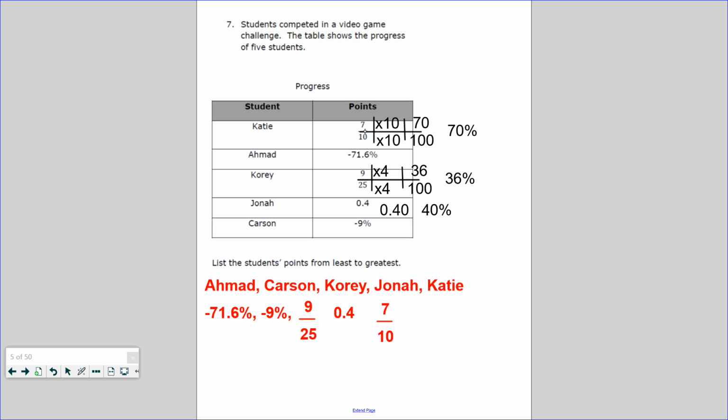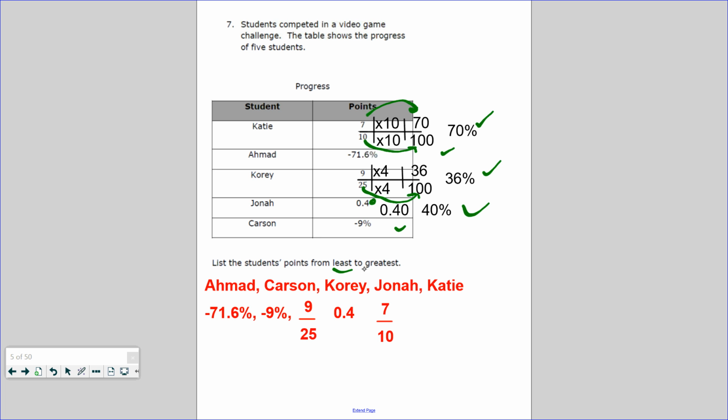So here's a fraction. How do I build this to a percent out of 100? What's the relationship between 10 and 100? Times 10, 70%. This is negative 71.6%. We know that's going to be really tiny. How do you build 25 to 100? Times 4, 36%. And 4/10, how would you write that using the hundredths place? 40 hundredths or 40%, and this is negative 9%.